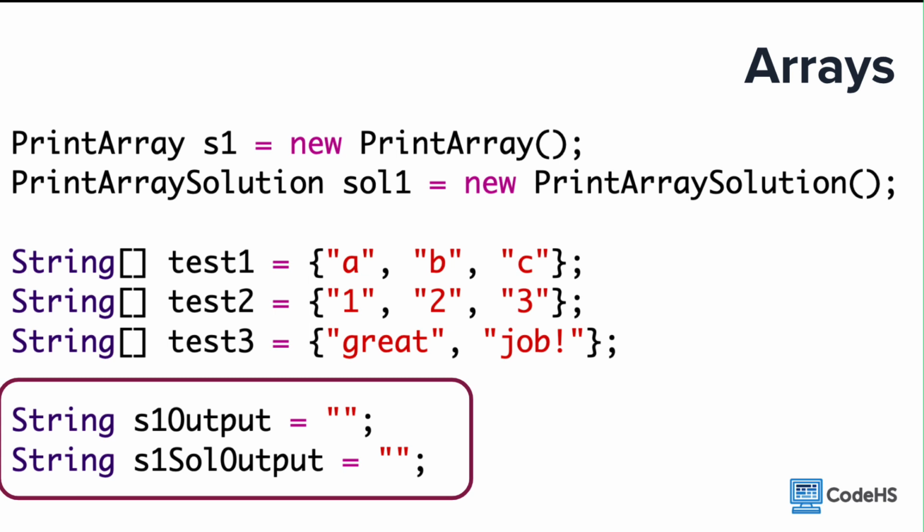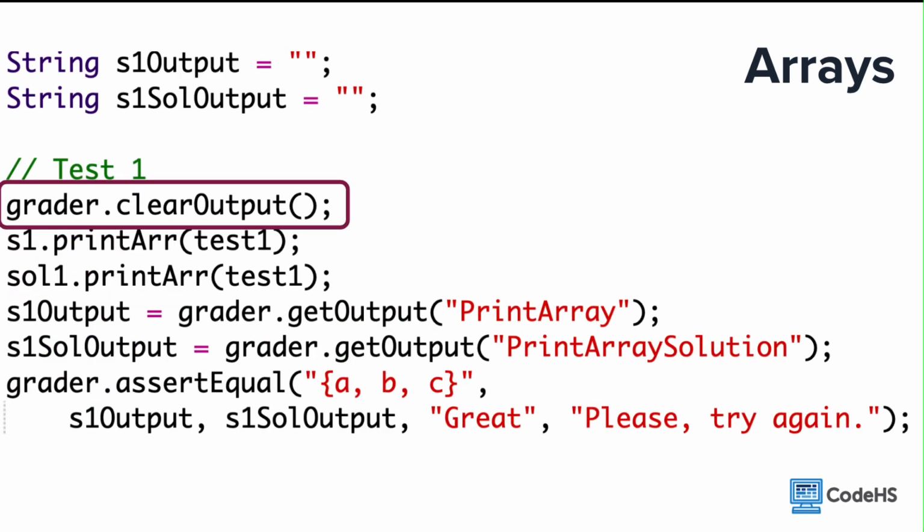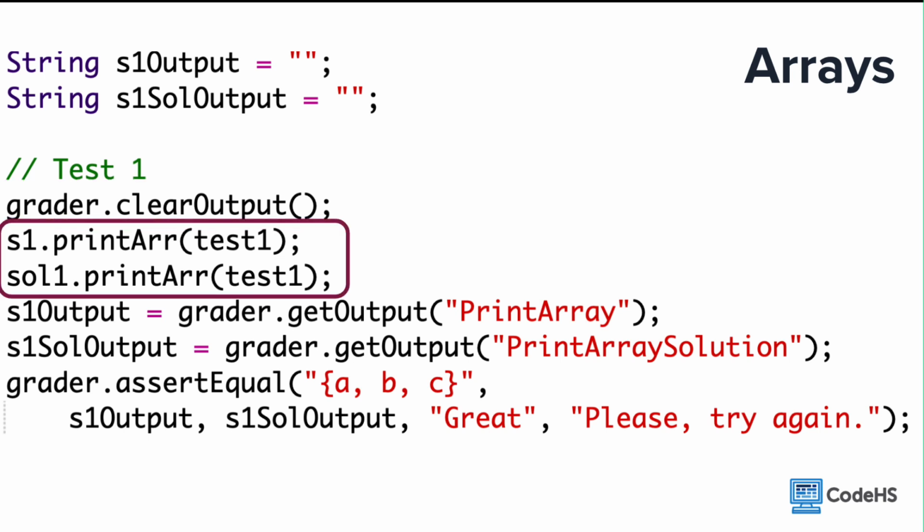We are going to save the outputs of both the student and solution classes to compare them, so we have created 2 empty strings to use for these outputs. For the first test, we should first clear the Autograder output to ensure we are only checking this specific output. Next, we will call the print array method of both the student and solution code. Note that the method signatures must match. In this case, both methods are called print array and have a single string array as their parameter.